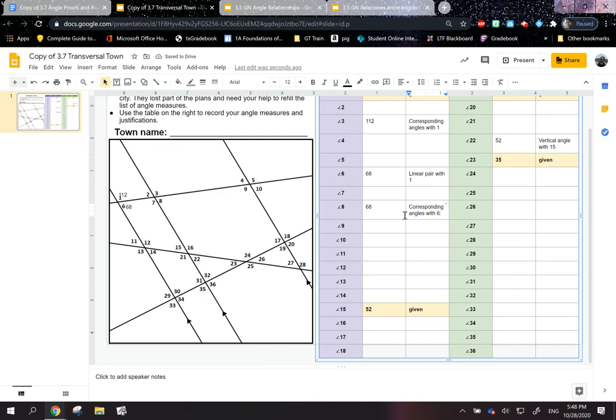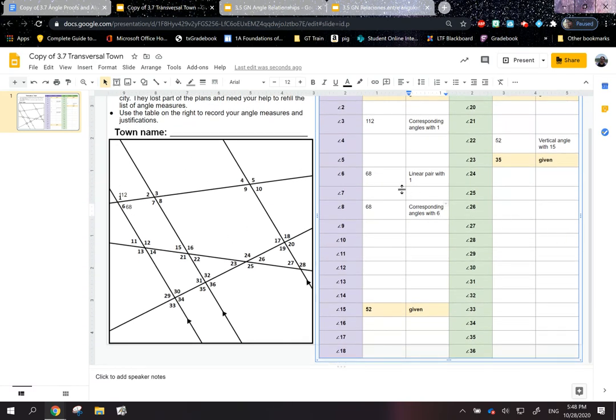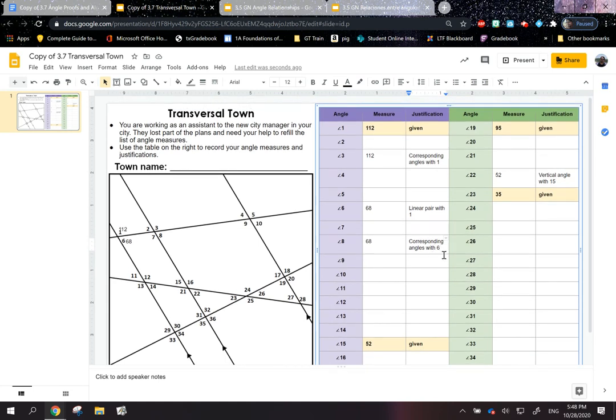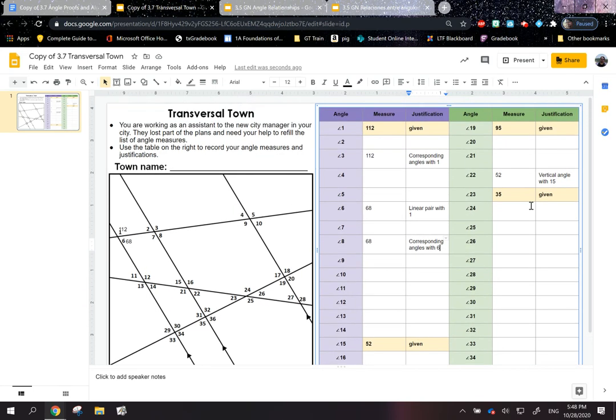Alright guys, and that's pretty much it. That's how you do this one. It does look like a lot of angles. But remember, most of these are either going to be congruent, and if they're not congruent, then they're supplementary. So use that to help you out here. And if you have any questions, let me know. I will help you as soon as I can.